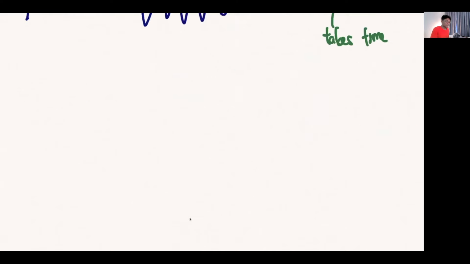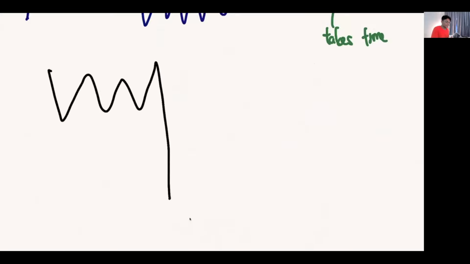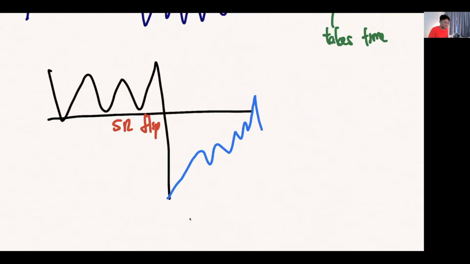Let's say we have an SR flip here. Let's say the price dropped impulsively through the support, which has now become resistance. So this is SR flip. And then eventually the price came all the way back up from a head and shoulder pattern.